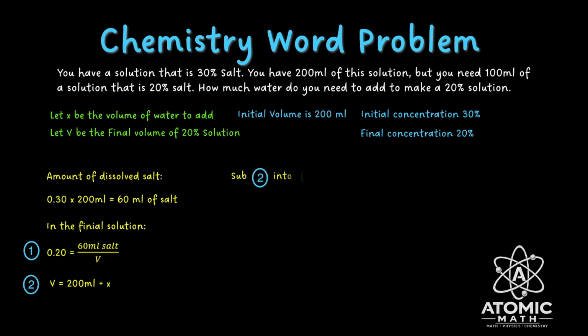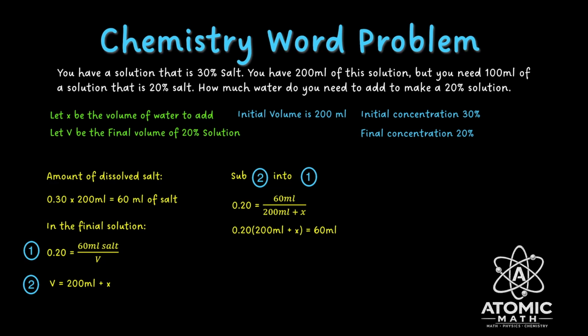So we can sub equation 2 into equation 1. So we can fill in the bottom of that fraction. 0.20 equals 60 mils over 200 mils plus X. Now we can solve for X because we don't have any other variables in there. We just have one variable. So let's get rid of this fraction. Let's bring the bottom up. So we have 0.20 multiplied by 200 mils plus X, and that equals 60.